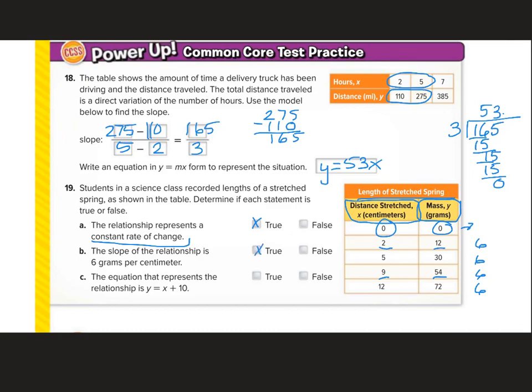That's true. And the equation that represents the relationship is y equals x plus 10. False, that doesn't make sense. It would be y equals 6x. This concludes the homework answer key for Chapter 3, Lesson 3.